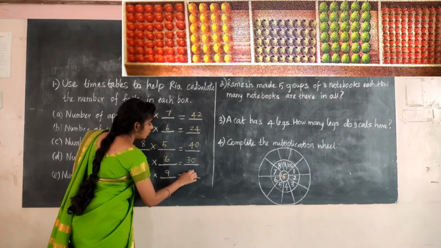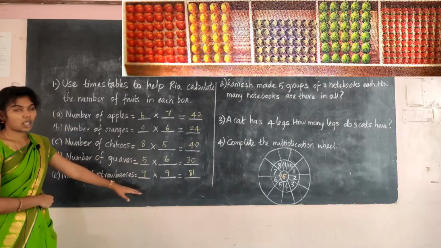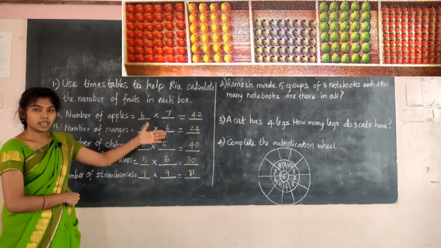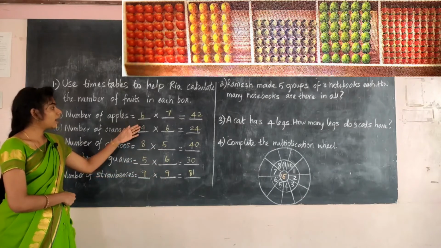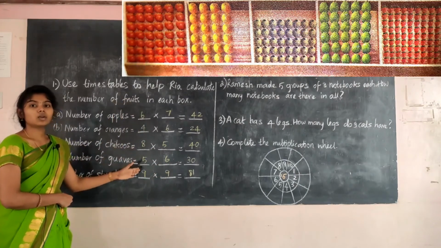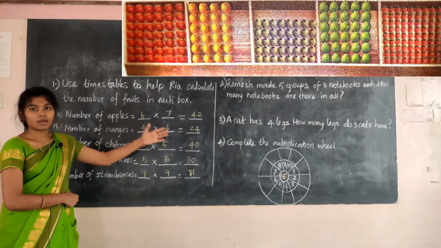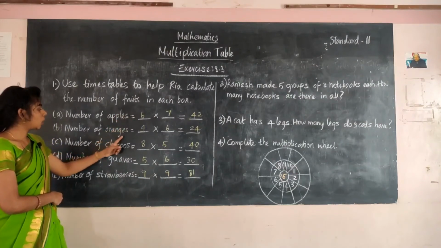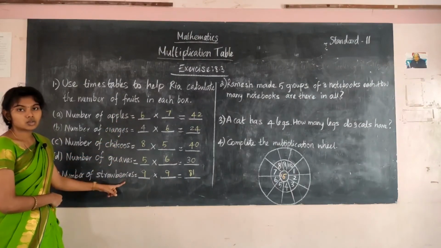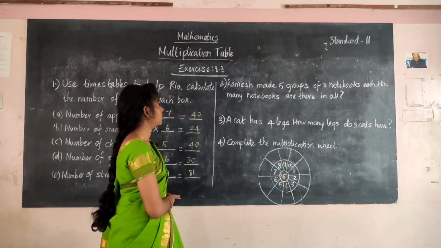Ninth table. So easy, no? By using the multiplication table, you can find the result easily. Instead of counting each of the fruits, you can find it by choosing the rows and columns, and then you can find the total number of each fruit: apples, oranges, chikoos, guavas and strawberries. This is the way you use the multiplication tables.